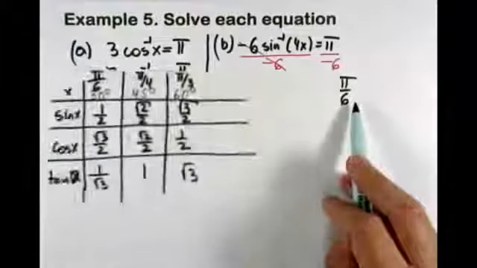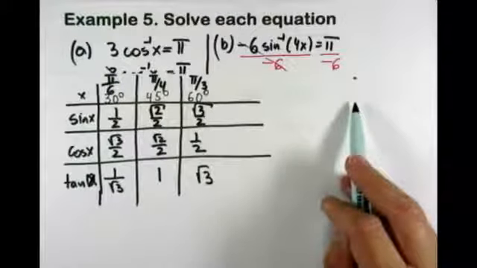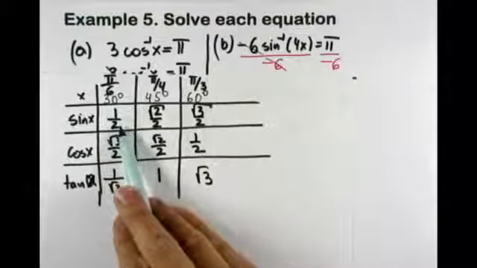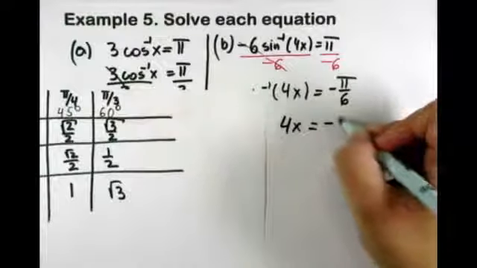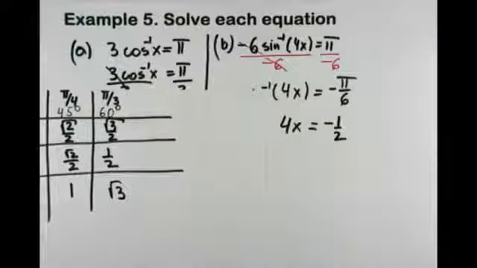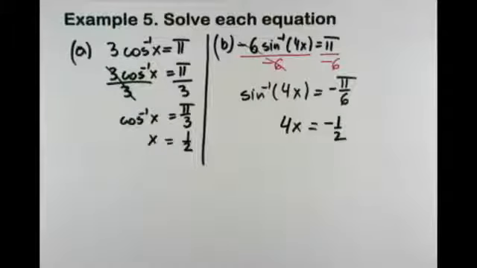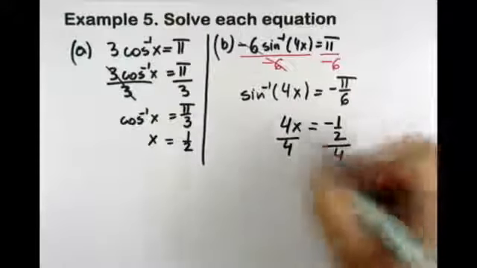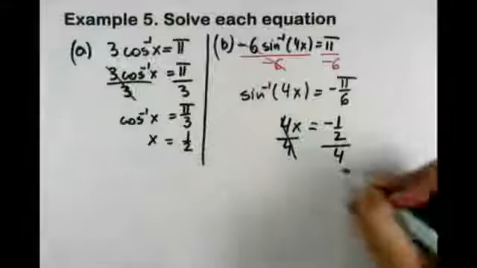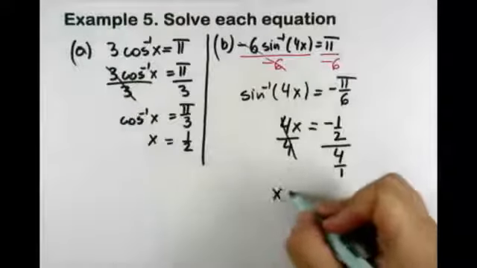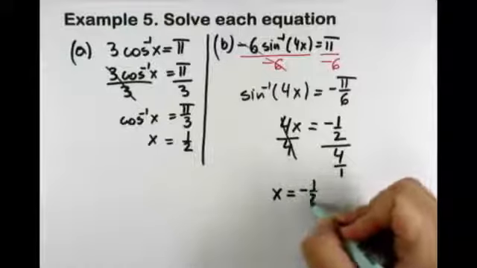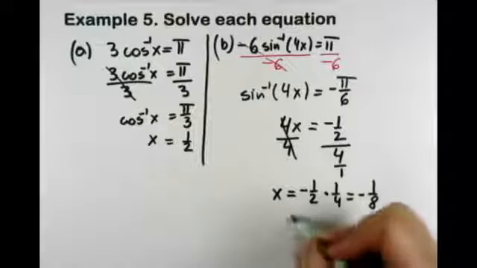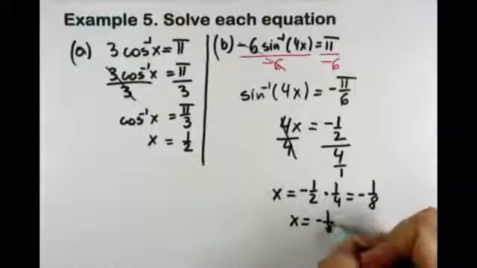So now this is not my x but my 4x. Sine inverse of what number gives me minus pi over 6? I'm looking at my chart and checking sine at pi over 6. Sine at pi over 6 is 1/2. So this gives me the value of -1/2. Now I need to divide by 4. So x is equal to -1/2 times 1 over 4, which is -1/8.